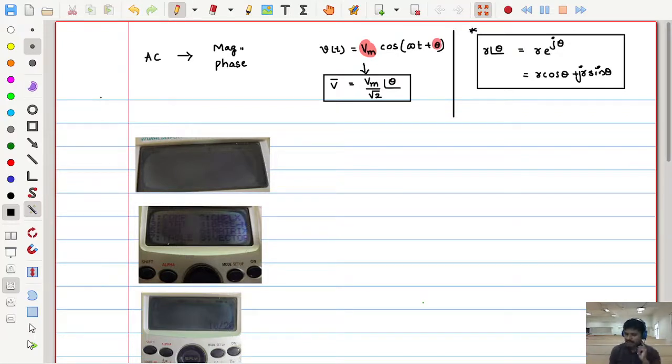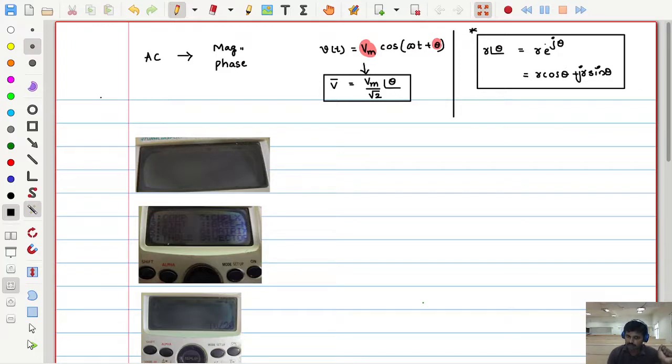Observe here: it is r at an angle of theta form, and it can also be represented as r e power j theta, or r cos theta plus j r sin theta. One should understand these three forms. One is the polar form, the last one is the rectangular form, and this one is the exponential form.